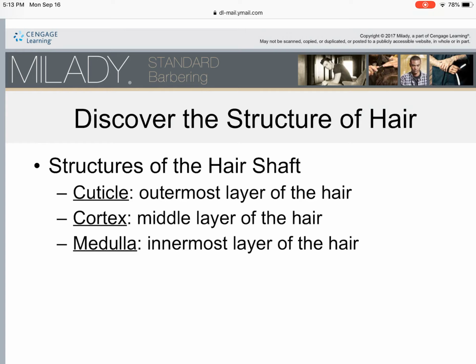Your medulla is your innermost layer of the hair and is composed of round cells. Although mature male beard hair contains a medulla, this layer of the hair may be absent in very fine and naturally blonde hair.